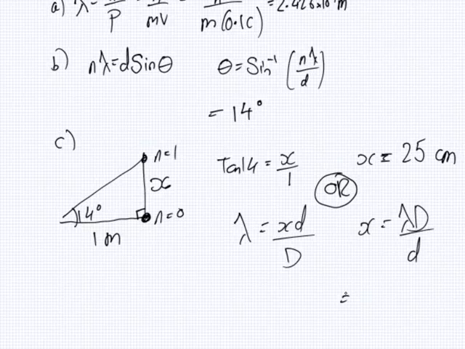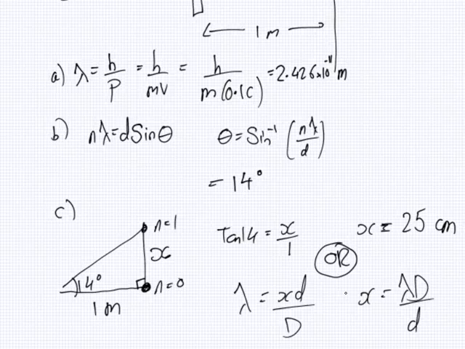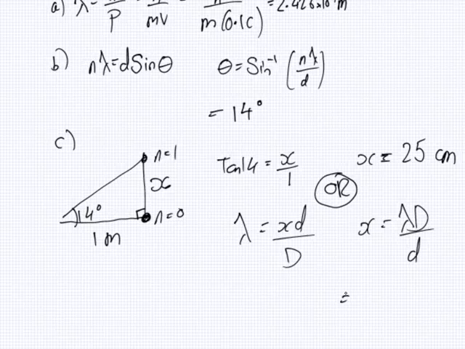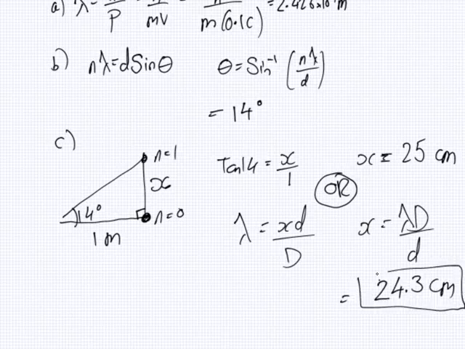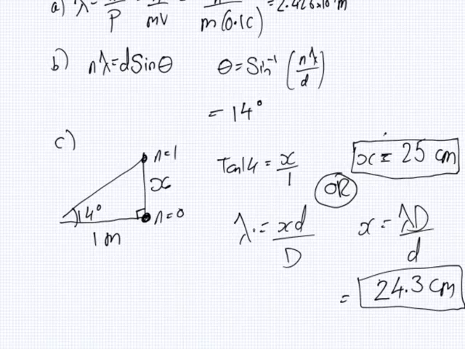What is lambda in the question? It's part A. Oh. And if you use this formula, you get 24.3 centimeters. So it's nearly the same. In the exam, they don't mind which one you use. But in fact, both are fine. You remember that this formula here is only approximately true. But in the exam, they don't mind. It's fine to use it.